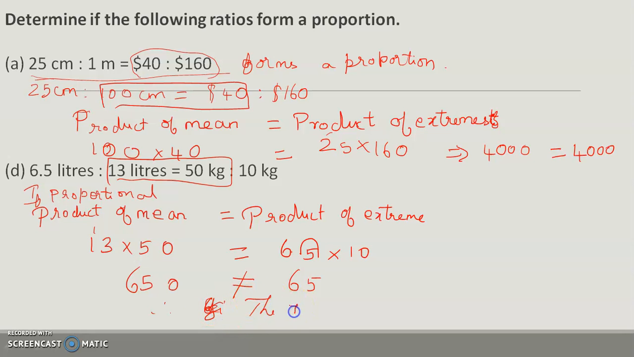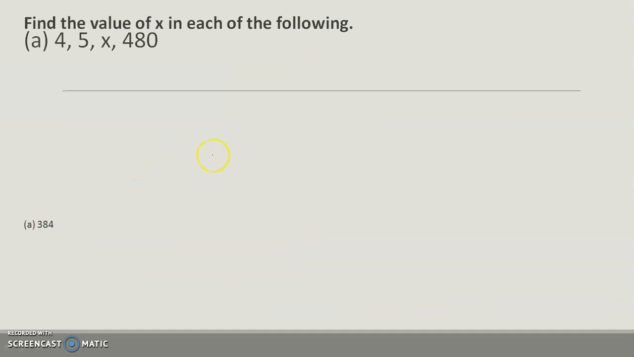The given ratios are not proportional. Is it clear, children? If they are equal, they are in proportion or they are proportional. Both mean the same.